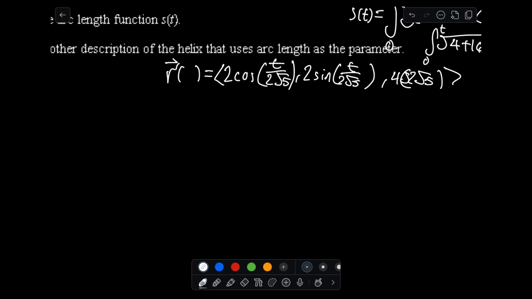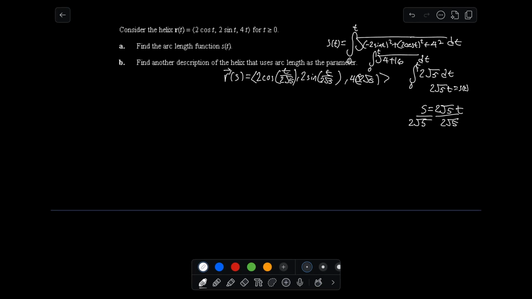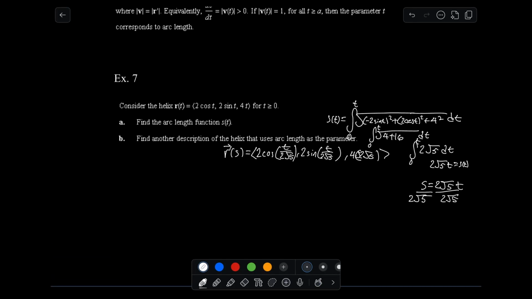And that is pretty much everything to know about curves in space and length of curves, how to solve for them, all the different equations, how to use the arc length function. And that's pretty much it.